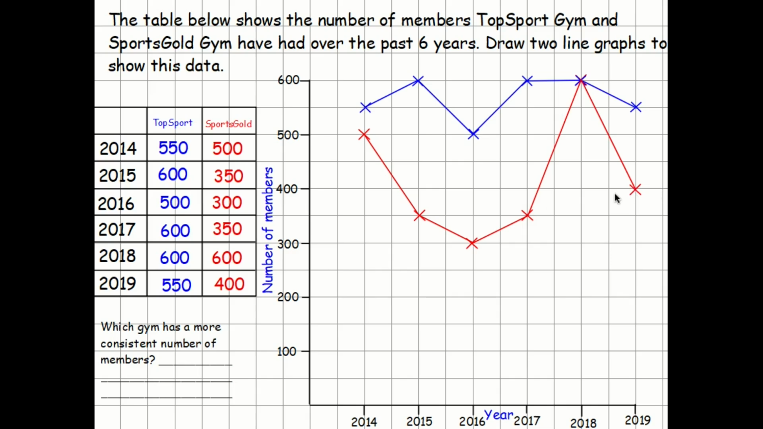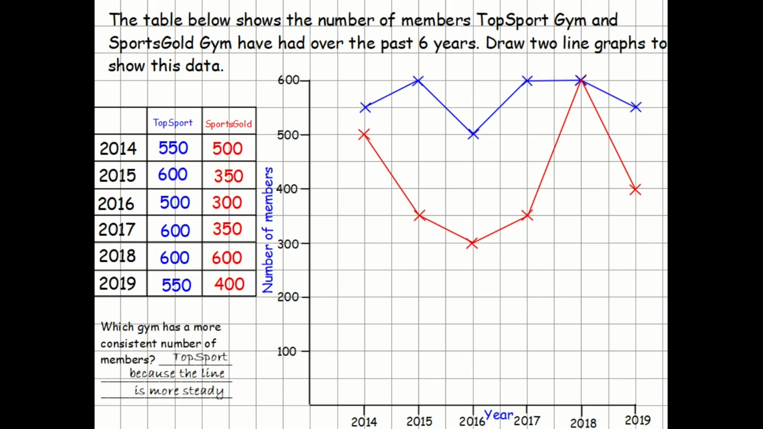And therefore, when we ask this question where it says, which gym has a more consistent number of members? Well, Top Sport has a more consistent number of members. And how do you know that? Well, it's because the line is more steady, really. Okay, you can see here this Sports Gold one goes way down and then goes way back up again.